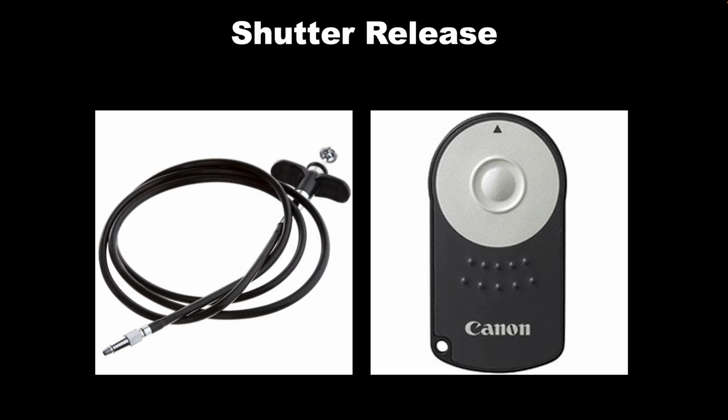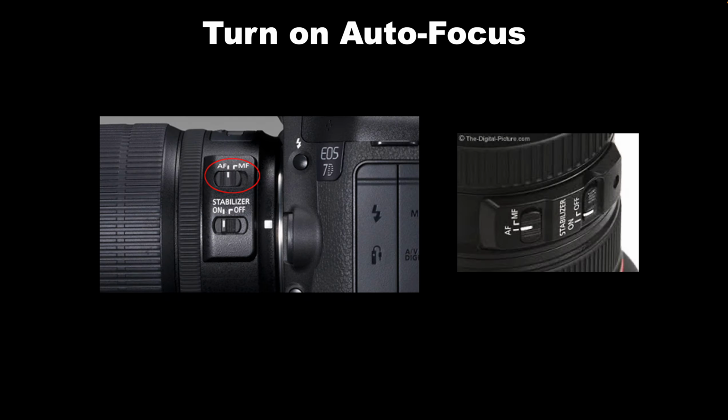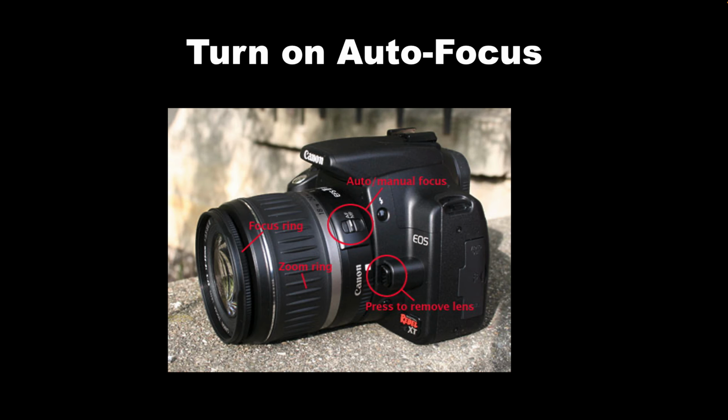You can use a shutter release cable, which will prevent camera shake. We want to turn on autofocus, but also turn off image stabilizer if your camera is on a tripod, because your camera thinks it's being handheld, but it's not, and so it's fighting you. So turn off image stabilizer and turn on autofocus. Autofocus button is usually in the front, on the side of your camera.